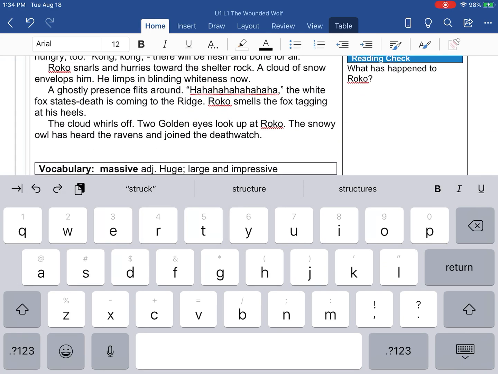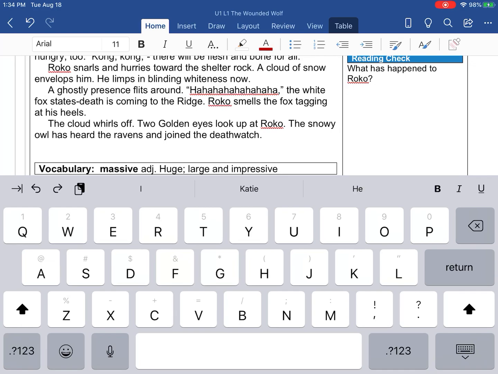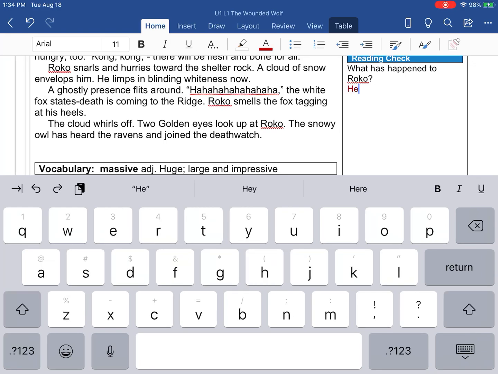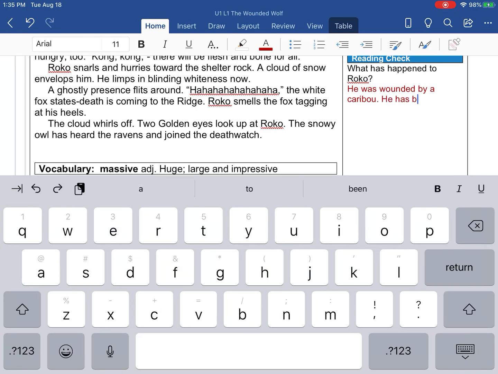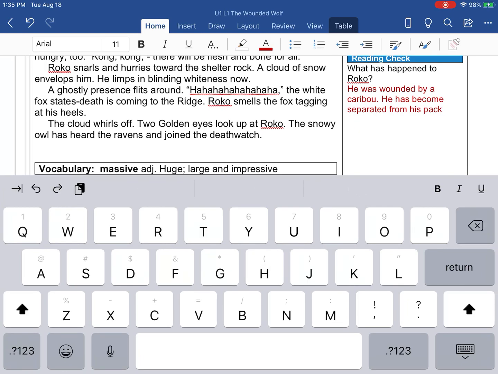And if you remember from our first reading, we know that he was wounded, right? He was wounded specifically by a caribou. Was wounded by a caribou. He has become separated from his pack. Sorry about my typing here. I am not good at doing this on the iPad.